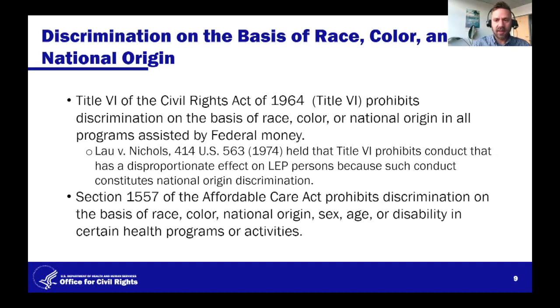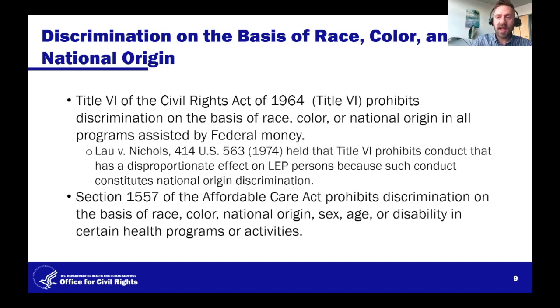Under Title VI, the term national origin includes, but is not limited to, an individual's or his ancestors' place of origin, such as a country, or physical, cultural, or linguistic characteristics of a national origin group. In 1974, in Lau versus Nichols, the Supreme Court held that Title VI prohibits conduct that has a disproportionate effect on limited English proficient individuals because such conduct constitutes national origin discrimination.